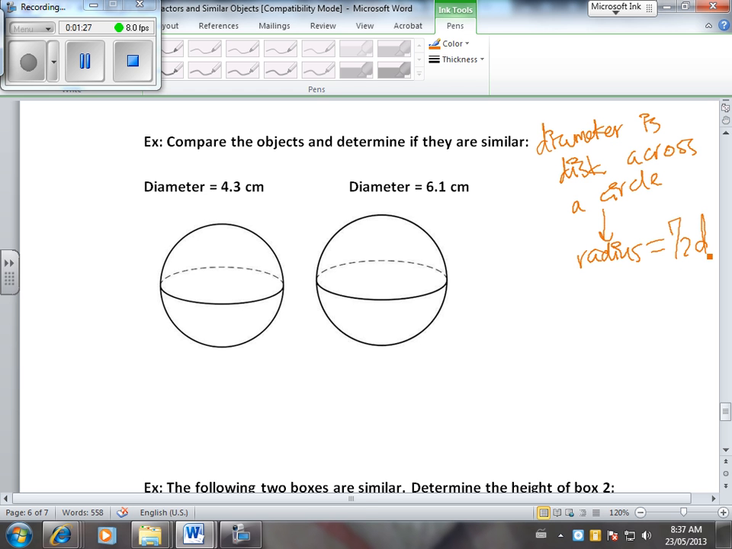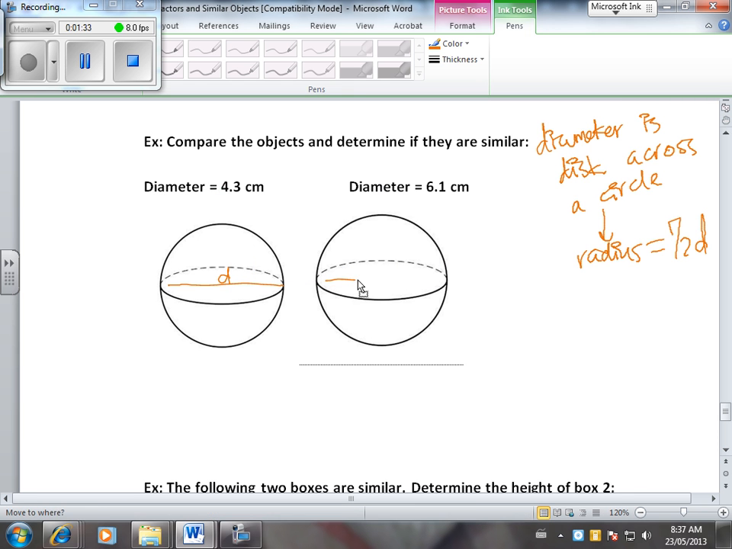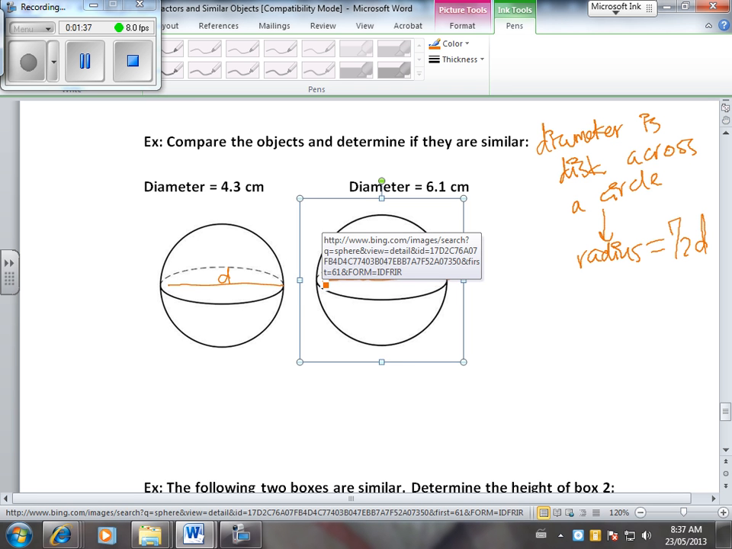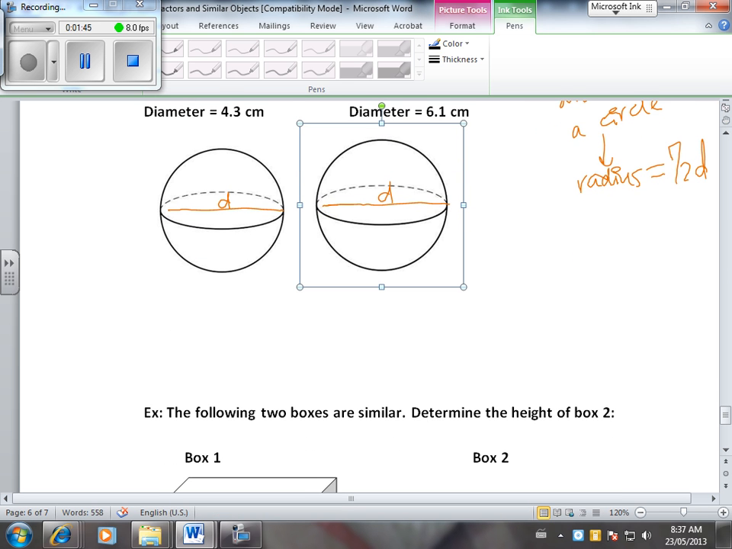So here we're given the diameter and the diameter, and that should go all the way to the edge. Okay, and so since all we're given is the diameter for each of these spheres, we just have to compare the spheres to each other. That's all we can do right now.